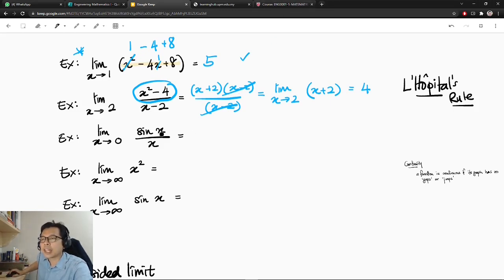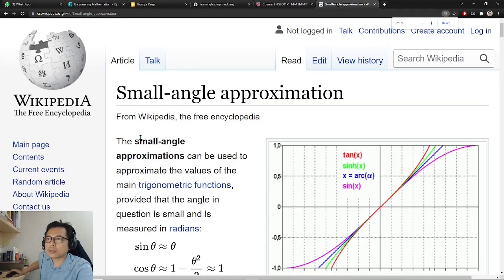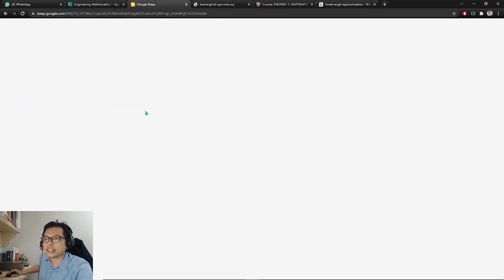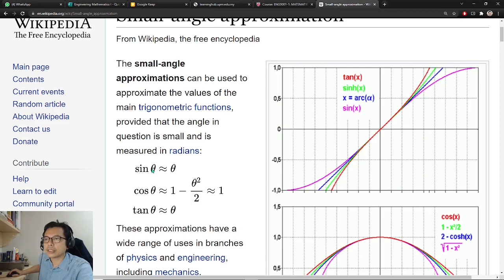teach you. You know the law of small angles? The small angle approximation can be used to approximate the values of the main trigonometric functions, provided that the angle in question is small and is measured in radians. Now, what it's saying here is this. If theta, or in our case x, is really small, then sine theta can be approximated as theta.